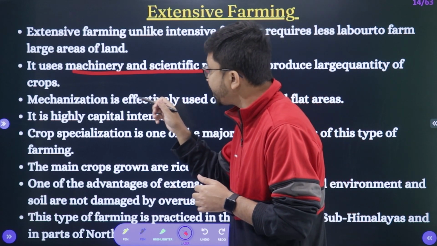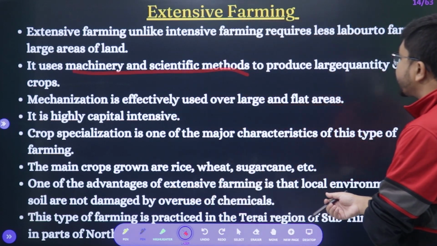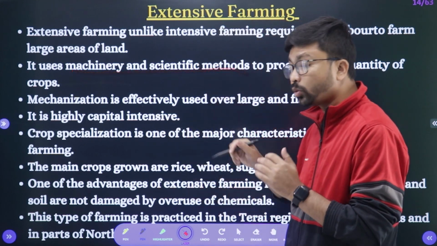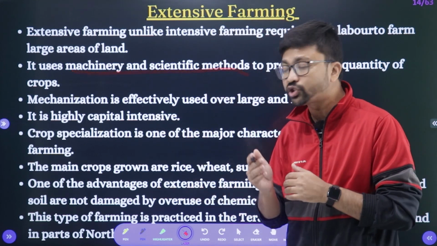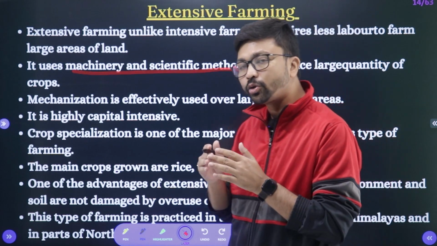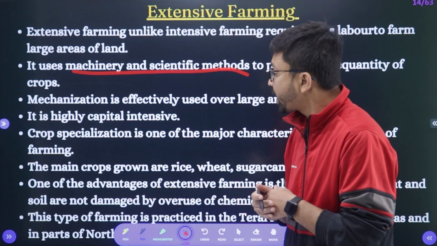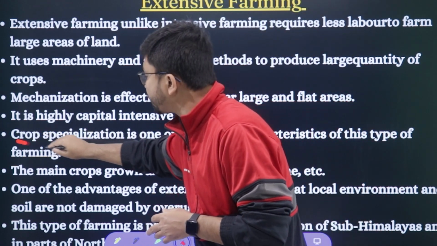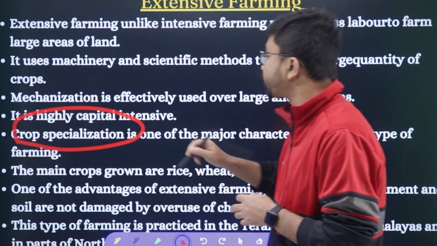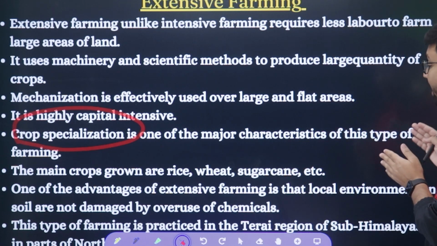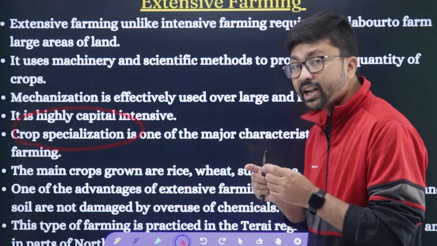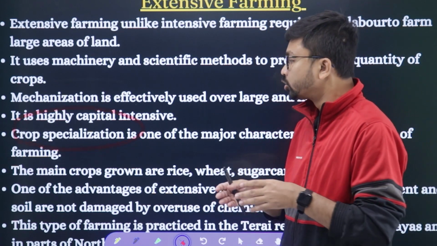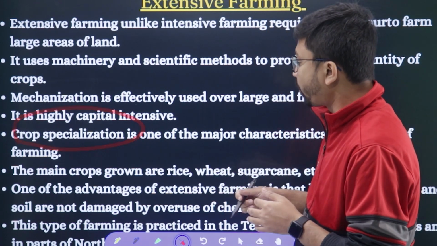Next one, mechanization is effectively used over large and flat areas. Now it is highly capital intensive, where the machineries and fertilizer, all those things are required. So it means we need to give more cash input. Next one, crop specialization. This is another important term. Here you need to focus again. The crop specialization is one of the major characteristics of this type of farming. It means particular crops will be cultivated over a huge area, so they can get more production.